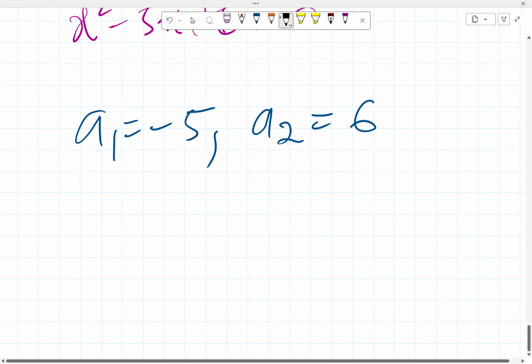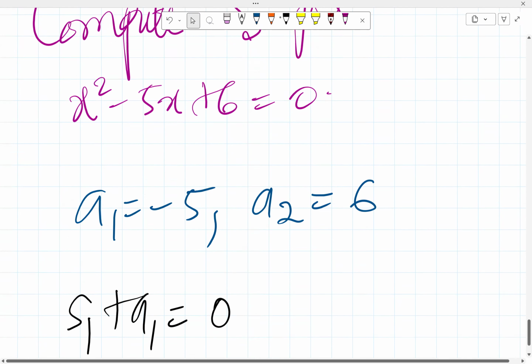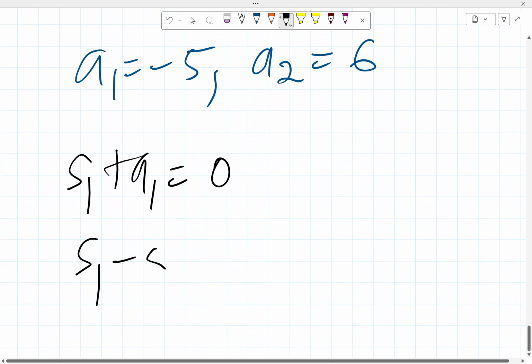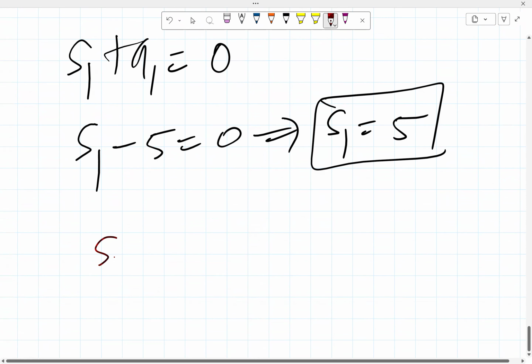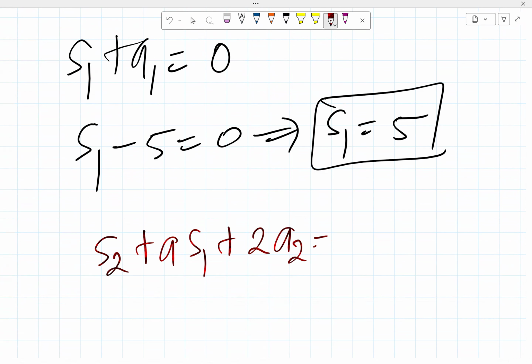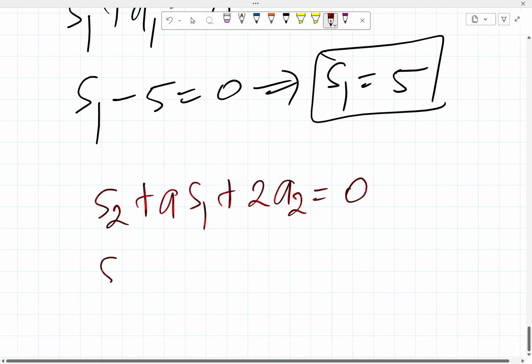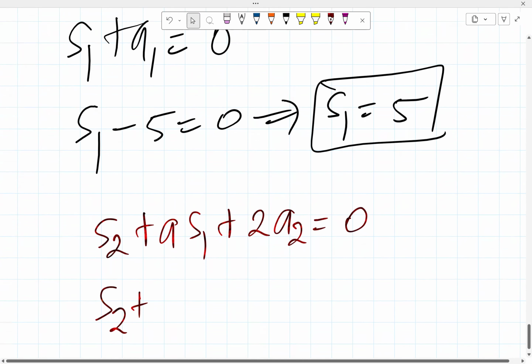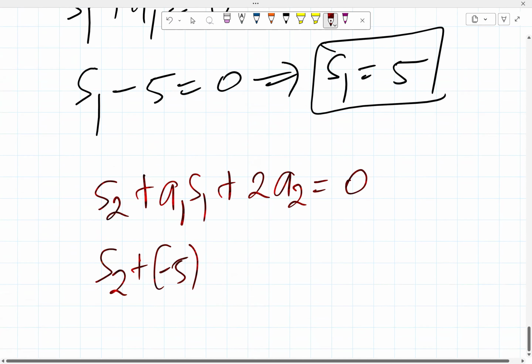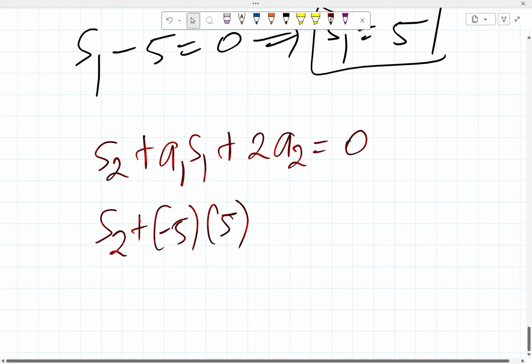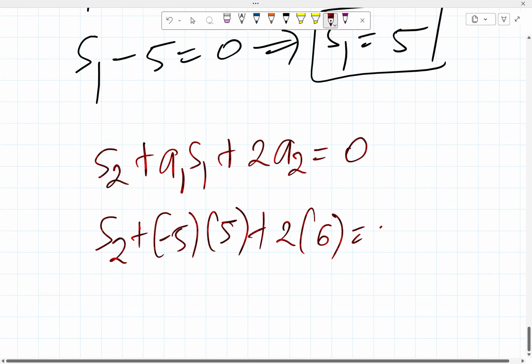So we can say, first of all, S1 plus A1 is equal to 0. We did that much the other time. So that's S1 minus 5 is equal to 0, which implies that S1 is equal to 5. So we have this sorted. Then next, we have S2 plus A1 S1 plus 2A2 equals 0. S2 we don't know, A1 is minus 5 like we did before, S1 is 5 like we got here, and A2 is 6.